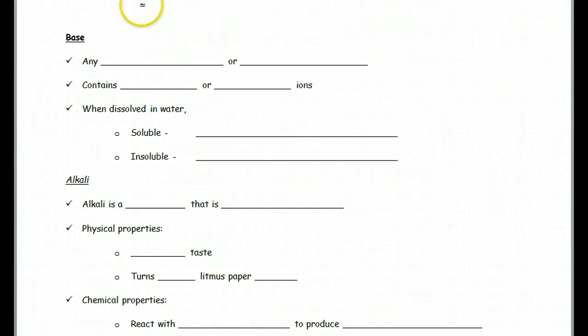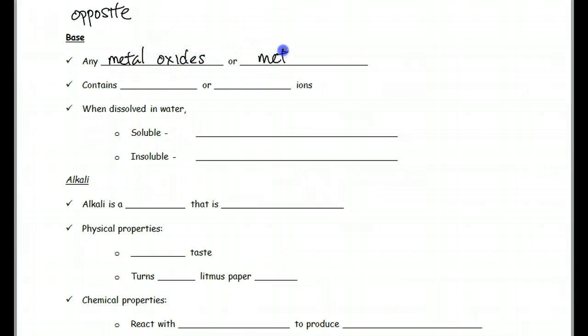Okay, now we are done with the acids, so now we're moving on to the bases. Bases are like the opposite of acids. So what are bases? They are simply any metal oxides or metal hydroxides.